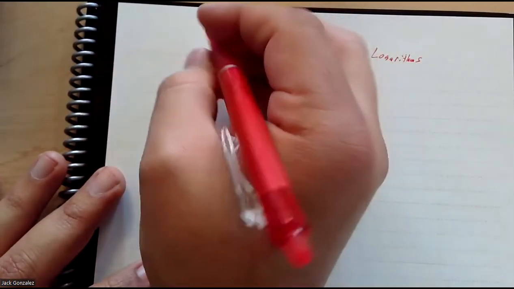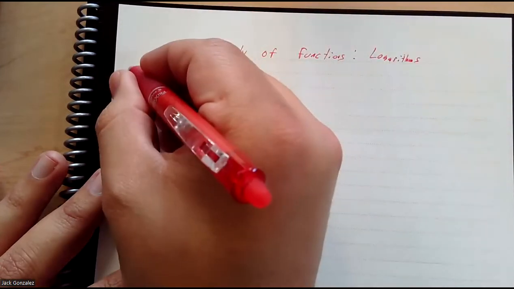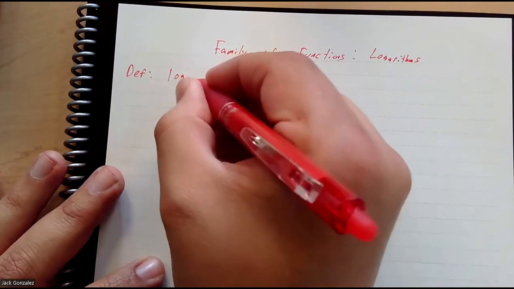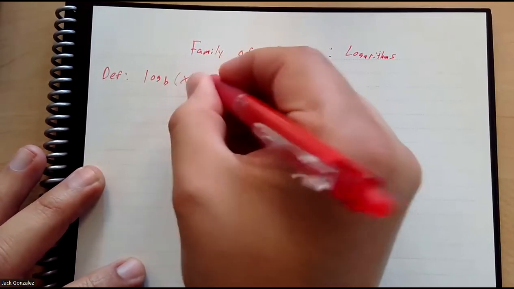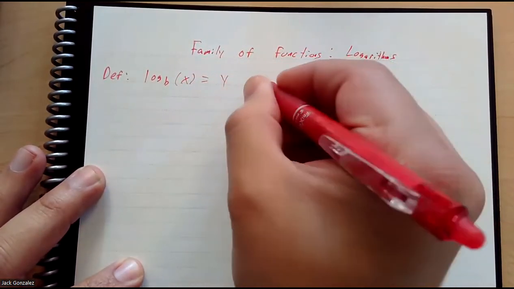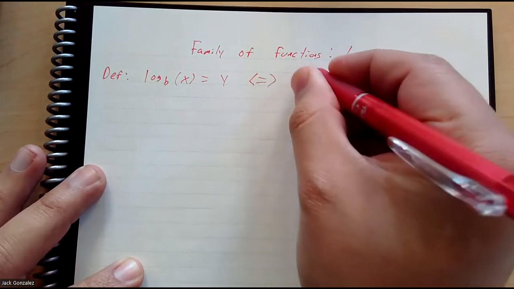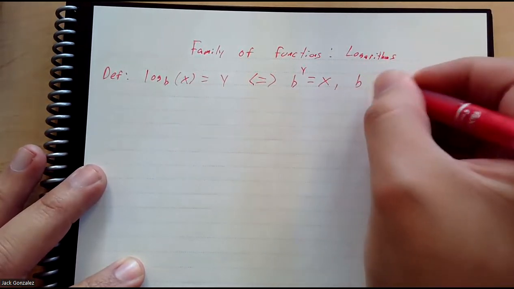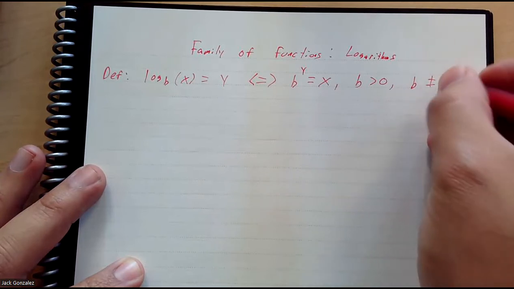Okay, so let me give you some properties and formulas. This is pretty much the main definition. Given log base b of x equal to y, this can be changed back and forward into b to the y equal to x, where b is greater than 0 and b is not equal to 1.